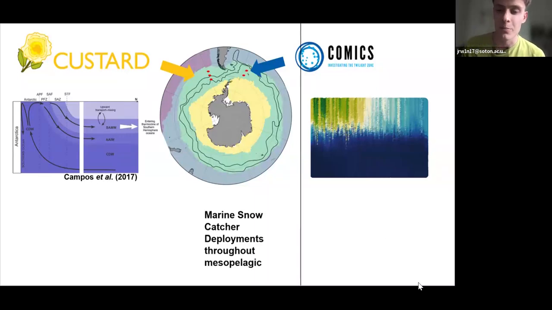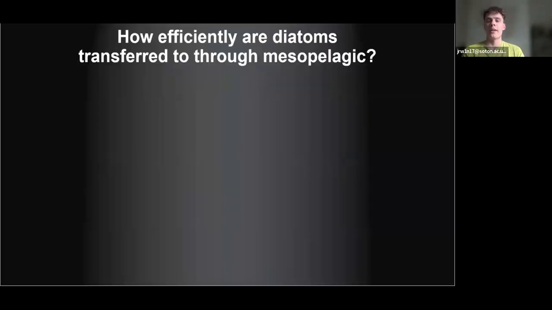And what united both of these projects was they're both making direct measurements of sinking particulate fluxes through the mesopelagic with marine snowcatchers, doing this not just for carbon, but also for biogenic silica, chlorophyll, some other measurements as well. So we wanted to use this to get at a question about the diatoms. So specifically, how efficiently are they transferred to depth? Because there's quite some conflicting information on this.